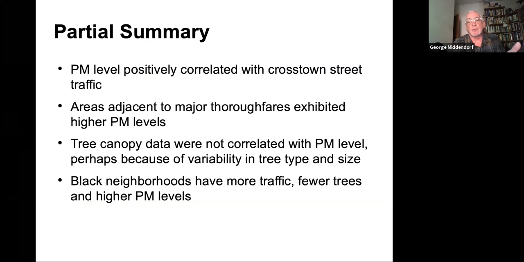A partial summary of the report reveals that the particulate matter level is positively correlated with crosstown street traffic. It shows that the areas adjacent to major thoroughfares exhibited higher levels of particulate matter. The tree canopy data did not correlate very well with the particulate matter, and we think that's due to differences in the tree type, tree size, and perhaps the tree leaf morphology itself. But the real issue here is that the Black neighborhoods near Howard University have more traffic, fewer trees, and much higher levels of particulate matter.